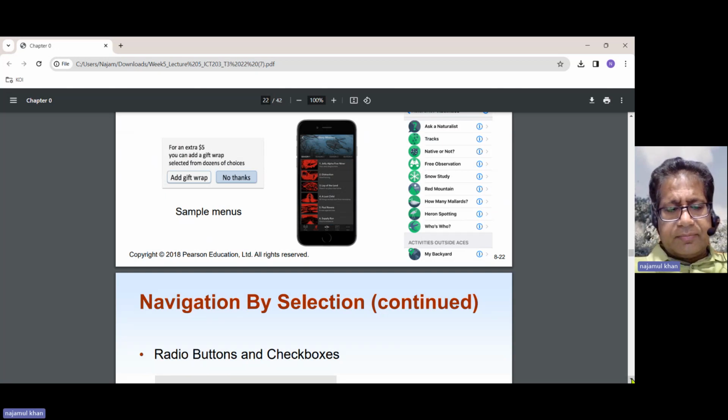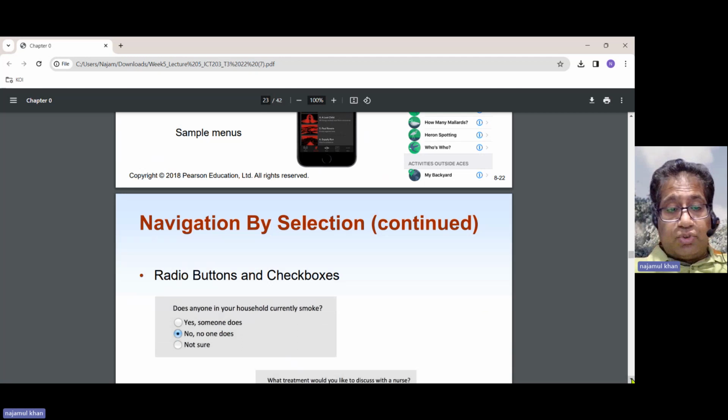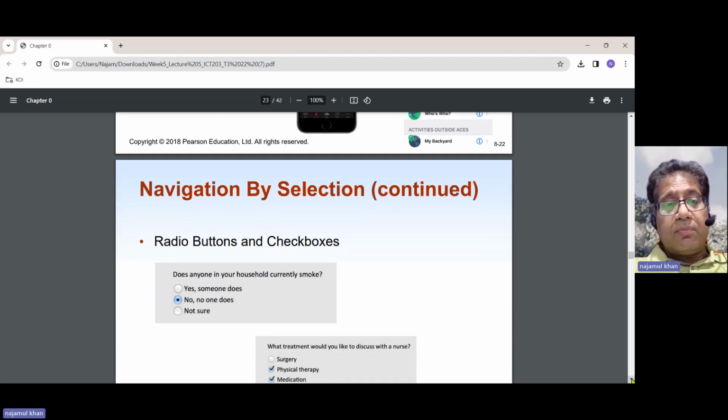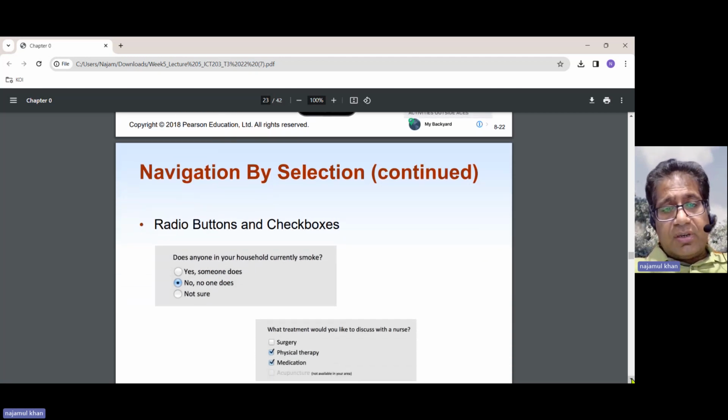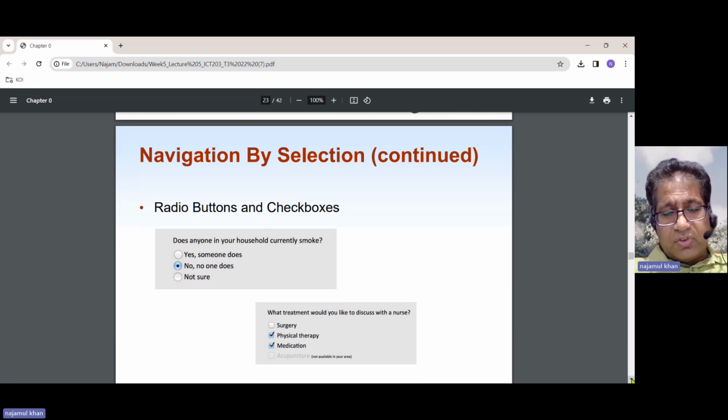We're looking at radio buttons and checkboxes. I'm sure you might have seen all of them. You might have filled in information in some online surveys where they ask you different questions. You can tick, tick, tick here, and maybe in this case, somebody is trying to book an appointment. What treatment would you like to discuss with a nurse, physical therapy, medication, whatever it is. I'm sure you are all well aware of these boxes.